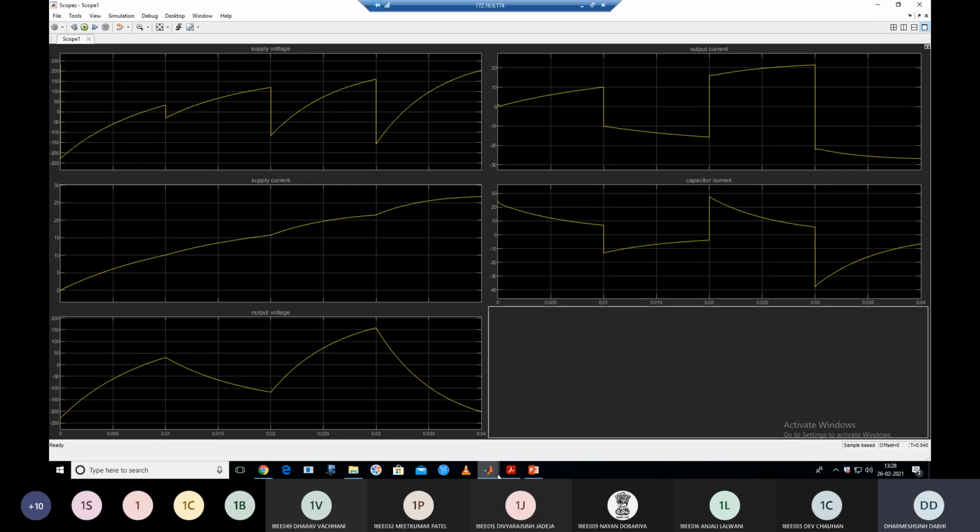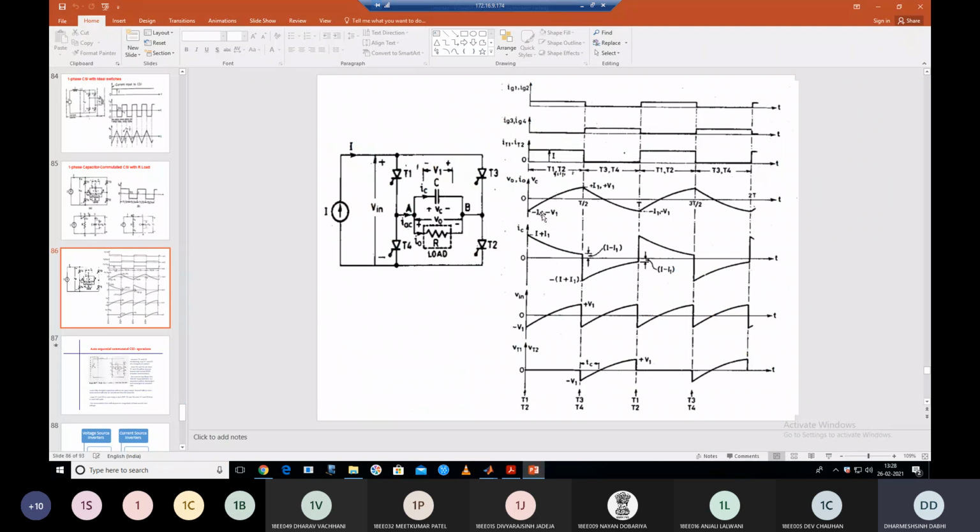It starts from minus 230. So you can see that in the theory, it starts from minus V1. Here our V1 is 230, because we said initially it is 230 volt. And then you can see that it is discharging and then charging. So we get exactly the same waveform as we see in the theory.